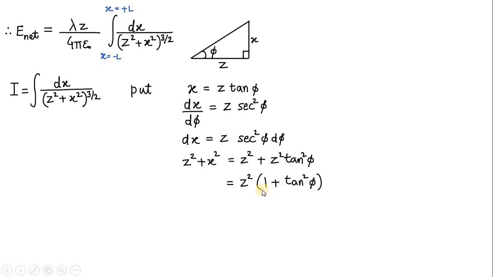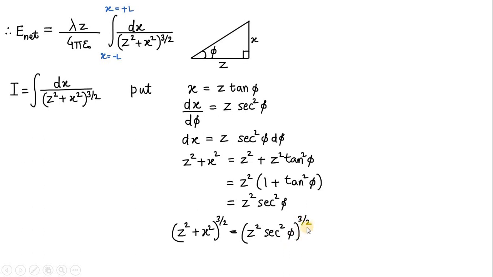And then you know, students, from your 10th class maths that 1 plus tan square phi is secant square phi. One of the identities: z square secant square phi is the z square plus x square. But it also has power 3 by 2. So you should take the 3 by 2 power of this, that means z square secant square phi to the power 3 by 2. When you take this power, this 2 will cancel with these 2 and we'll get 3. That means z cube into secant cube phi.